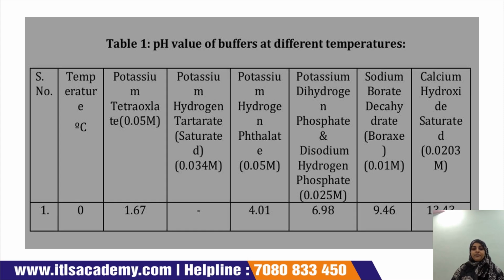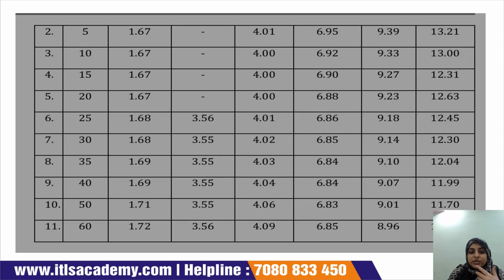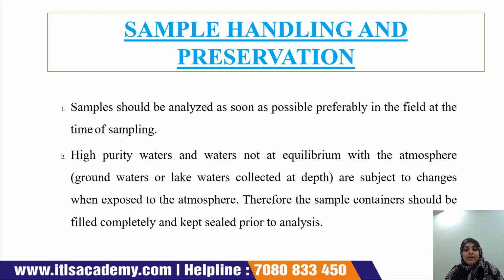So, the pH value of buffer at different temperatures. The first ones are potassium tetroxalate, potassium hydrogen tartrate, potassium hydrogen phthalate, potassium dihydrogen phosphate and disodium hydrogen phosphate, sodium borate decahydrate, and calcium hydroxide saturated. At 0 degrees Celsius it will be 1.647. Potassium hydrogen tartrate, no data. Potassium hydrogen phthalate 4.1. So this is a table for the pH value of buffer at different temperatures. Again, this is the same.